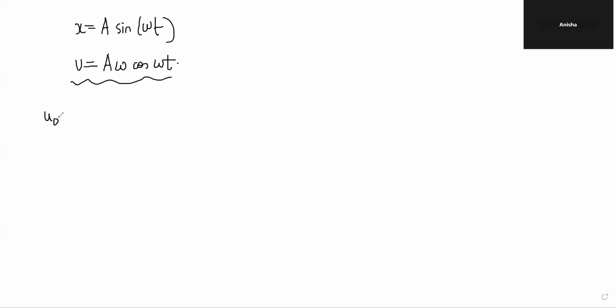The particle starts moving at t equal to 0 from equilibrium position. So its equation will be A sine omega t, right? And velocity should be A omega cos omega t. They said it was u naught, so u naught is equal to A omega, right?